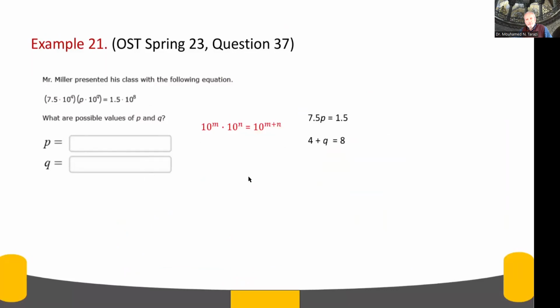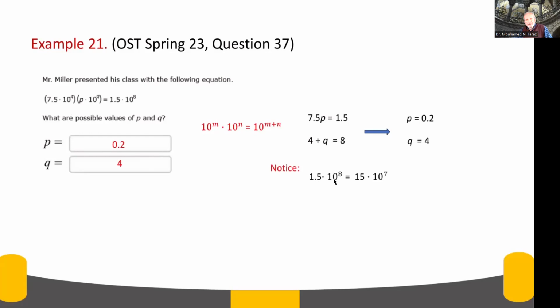power formula. So the first thing is 7.5 times P equals 1.5. The second one is 4 plus Q equals 8. Easily now you can find P to be 0.2 and Q to be 4, and you got a full mark for this question. Now, there are some other options. Actually, there are an infinite number of solutions. Let's find one of them.